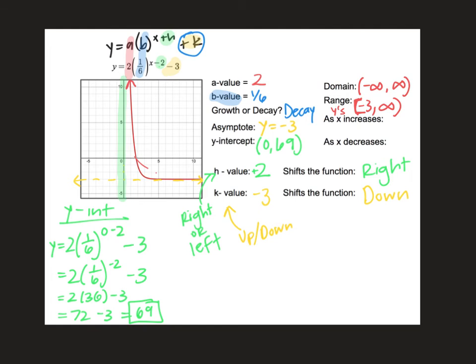Again, your asymptote will show up like 3 times. Notice on my problem, I have my asymptote here, y equals negative 3. It's also my k value, and it's also in my range. So your asymptote should show up throughout.